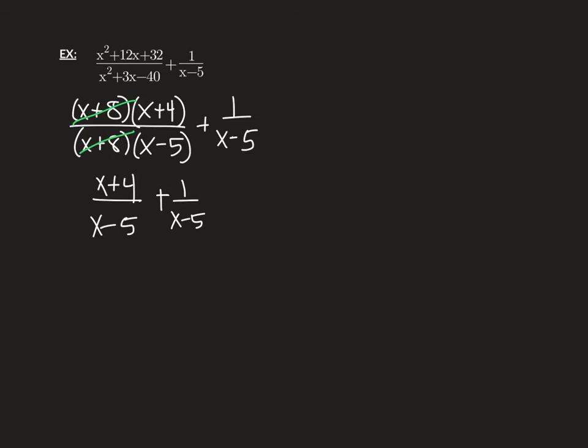And if I combine these two, I get x plus 4 plus 1, which gives me (x plus 5) over (x minus 5). And this is as simplified as that gets. Now, let's say you didn't notice that, because that was not my intention on this problem. Let's say you didn't notice that, okay?